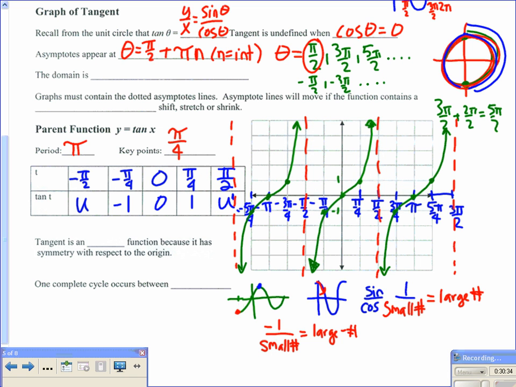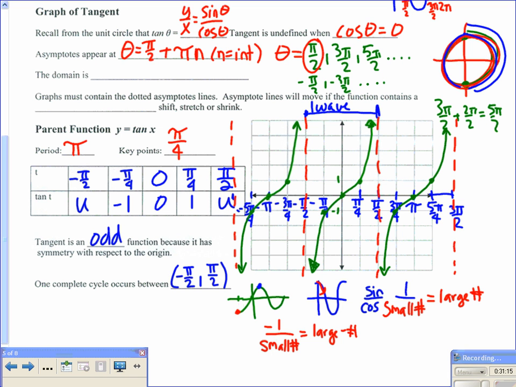And notice that instead of repeating every 2 pi, the distance between here and here, where it completes one wave before it starts to repeat, is a distance of pi. So that's why the period for this function is pi instead of 2 pi. One cycle is going to complete itself in between the asymptotes, negative pi over 2 and pi over 2, which is why we get the period. If you'll notice, for the tangent we have pi over 4, 1, and negative pi over 4, negative 1, so it's an odd function with respect to the origin.